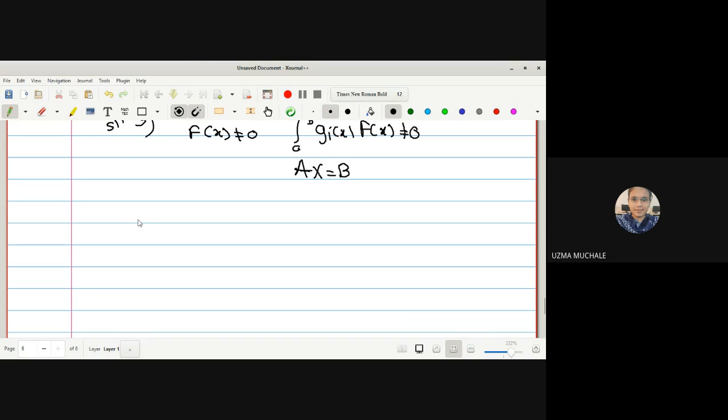For the non-homogeneous case of simultaneous equations, first case: rank of matrix A is equal to rank of the augmented matrix AB, and if it is equal to the number of unknowns. What are the number of unknowns? N, or rather we can say C1, C2 up to Cn, the number of unknowns.